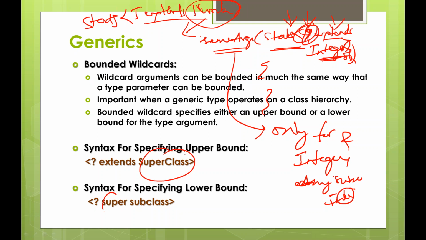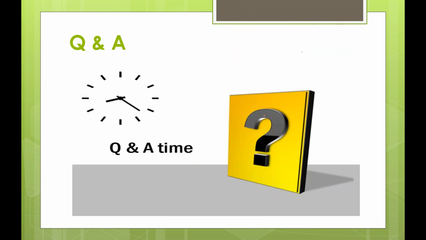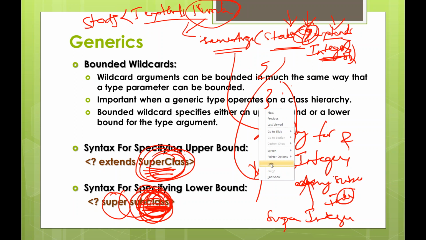In this case, we are using the keyword super and specifying a subclass. Anything above this particular subclass is valid. Say for example, if I specify super integer, integer, number and above whatever things are there, they are allowed, but not below integer. This is inclusive, this is exclusive. Whatever the subclass that you specify, this includes your superclass, this excludes your subclass. I think that is the end of today's session.